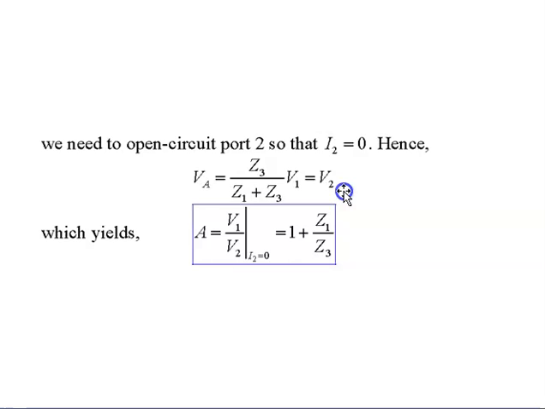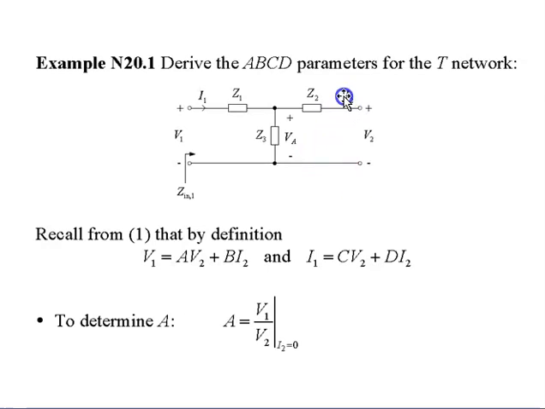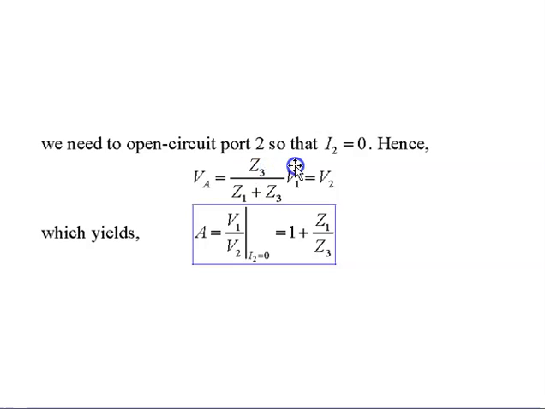So let us look into the figure back. So when you open circuit I2, meaning that your I2 is equal to 0 now, so this port is open circuit. So you will have your VA is equal to V2, which is the voltage divider. So voltage divider would be Z3 over Z1 plus Z3 times V1. Hence this equation here. So that's why you will have your A is equal to V1 over V2, which is equal to 1 plus Z1 over Z3.